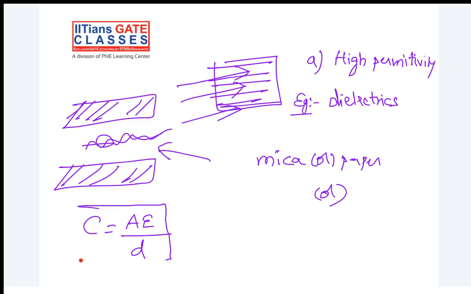All the dielectrics generally will have a higher permittivity. And at the same time, there are ferroelectric materials, a different kind of materials available. Ferroelectric materials like nickel zinc are also used as higher permittivity materials.